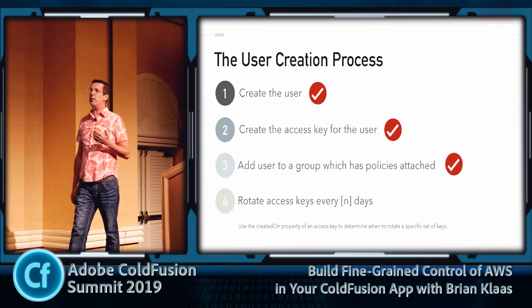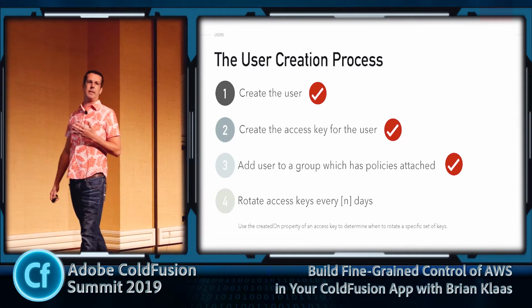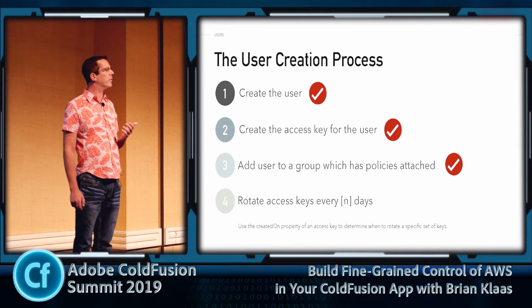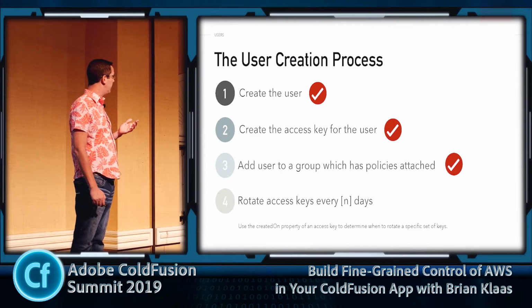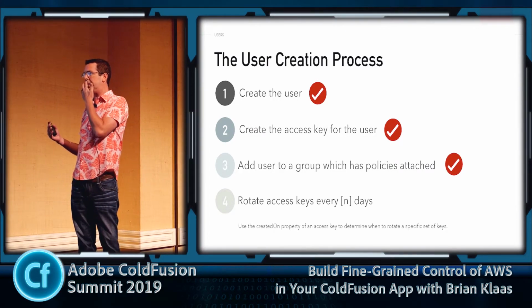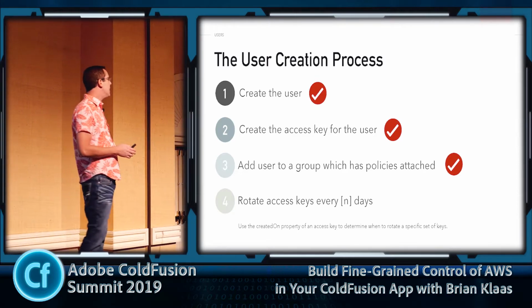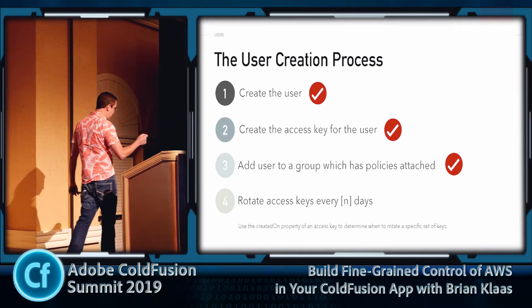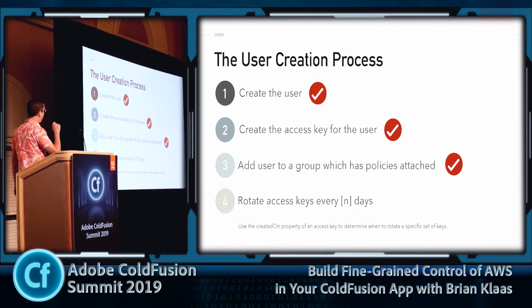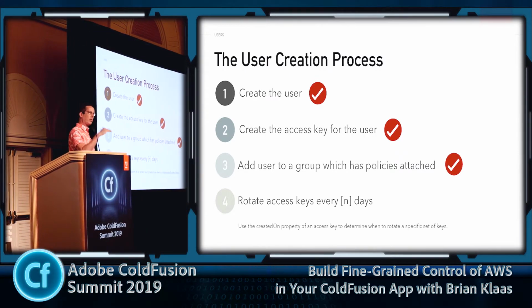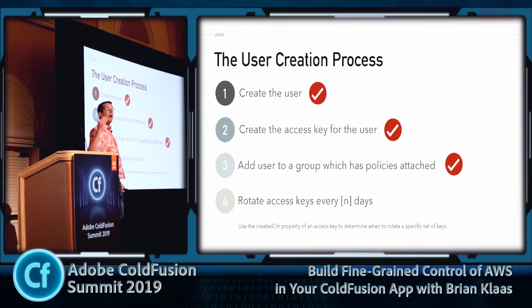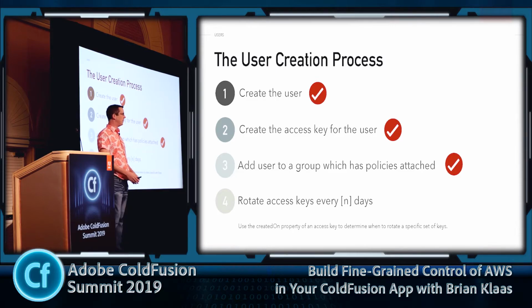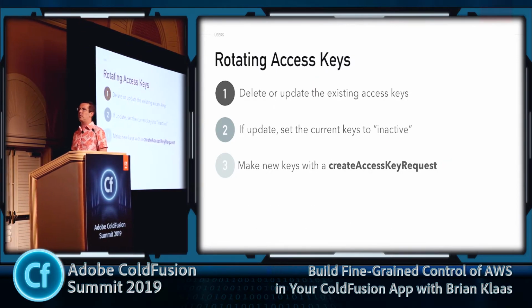One of the things you probably want to do is rotate the access keys. This is a really good practice. If you're not doing it now, I highly recommend you build this into your workflow. It's easy to do from within ColdFusion to rotate those access keys every n days. Because when you create a set of keys for a user, it'll have a created on property that gets returned, and you can store that in the database and say, oh, it's been more than 90 days since Brian rotated his keys, so let's create a new set of keys for Brian. So that's really important to do.